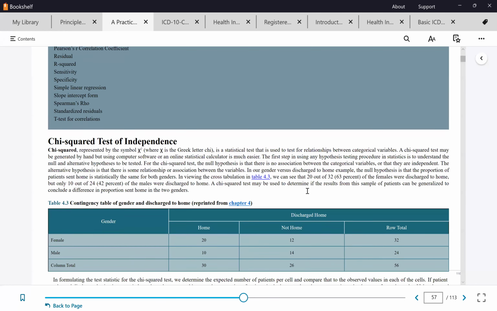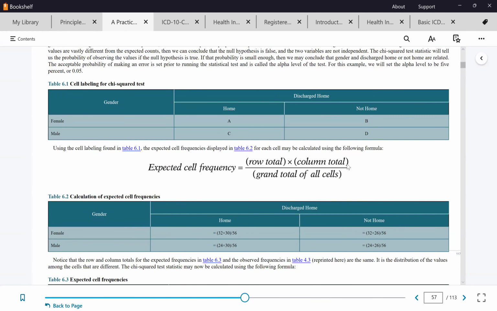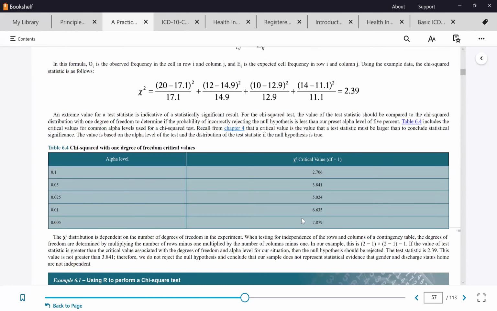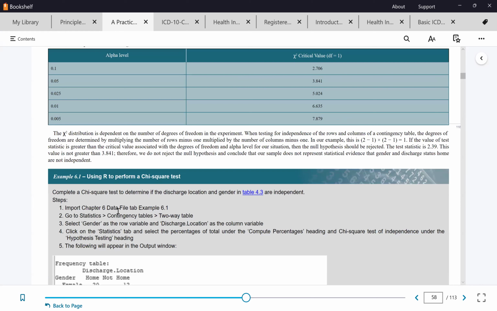You'll see other ones throughout this. And what I would advise is take a look at some of these things and walk yourself through, like this one in 6.1. We're not going to be using R to perform a chi-square test, but it's important to understand what chi-square means.